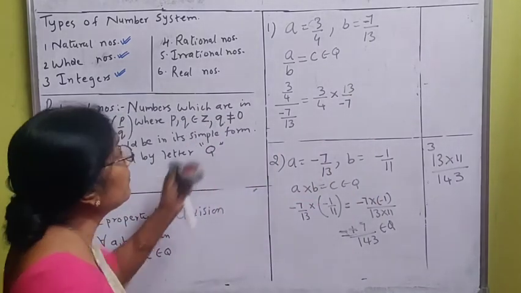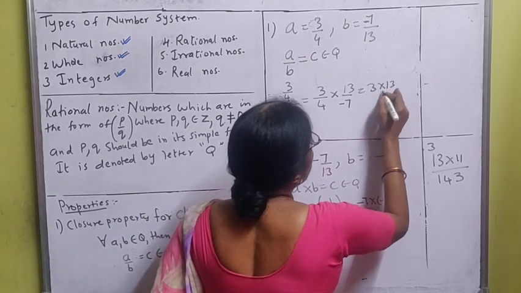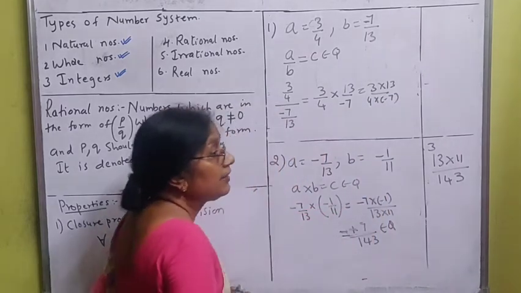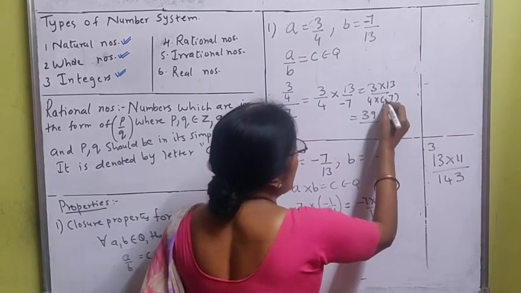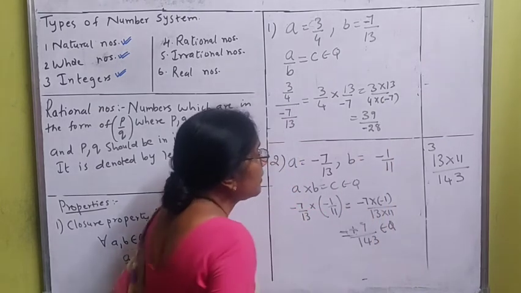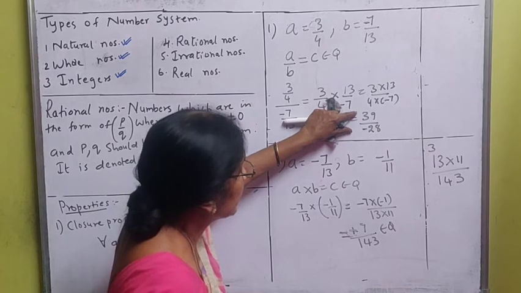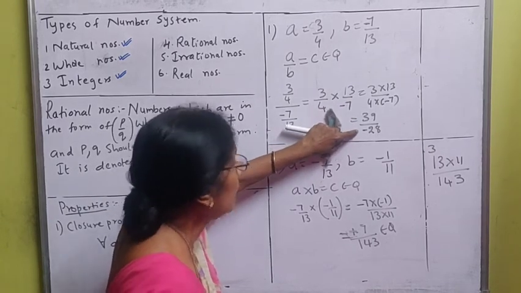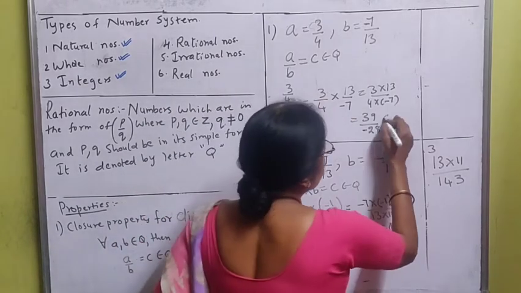As I told you when we were doing multiplication, we have to multiply 3 into 13 divided by 4 into minus 7. 13 3s are 39, divided by minus, into plus is minus, 7 4s are 28. Both are integers, yes. Denominator is 0, no. Both are in simple form, yes. So this belongs to Q.